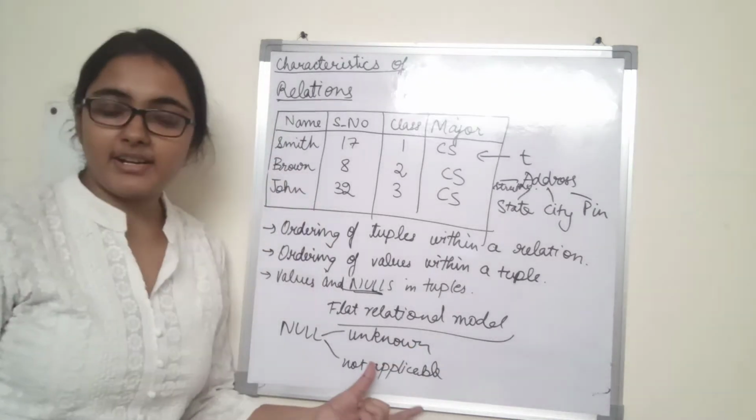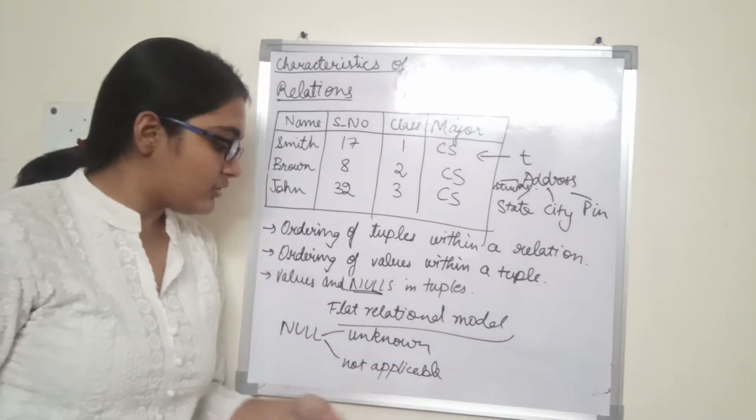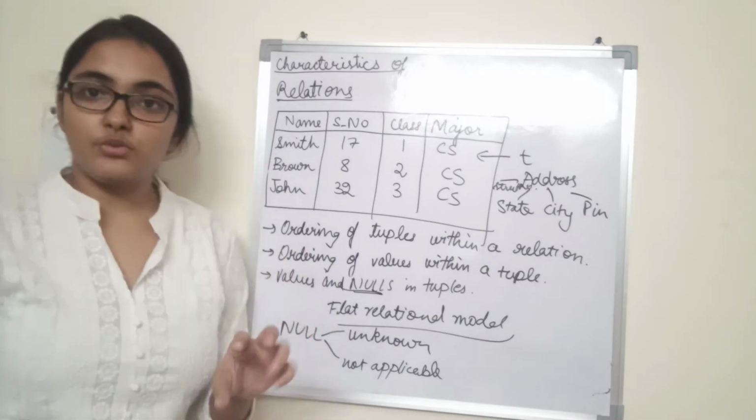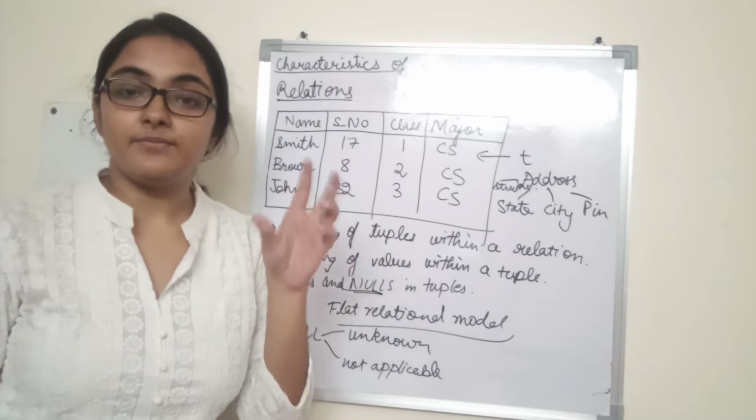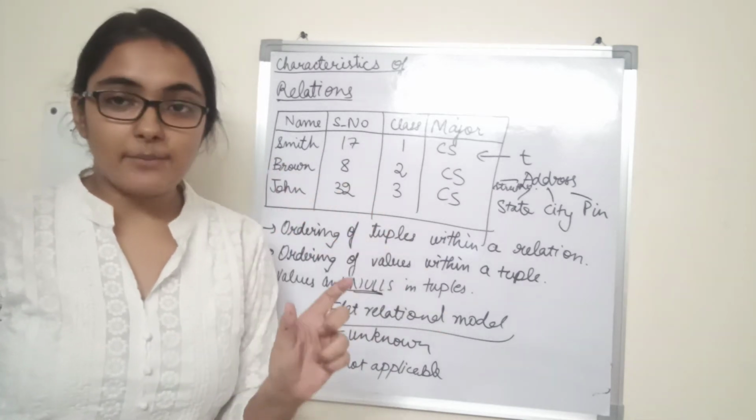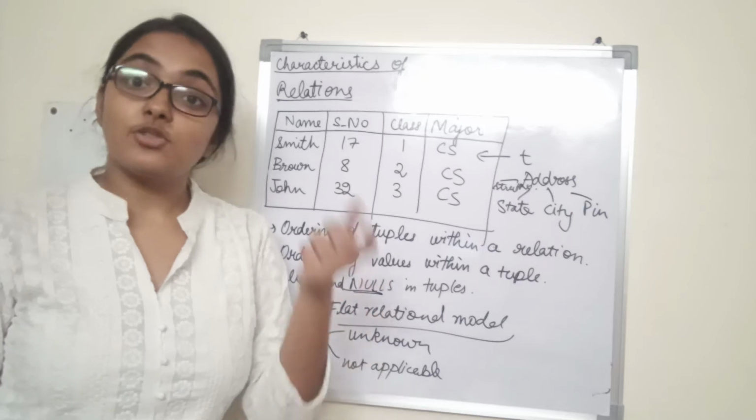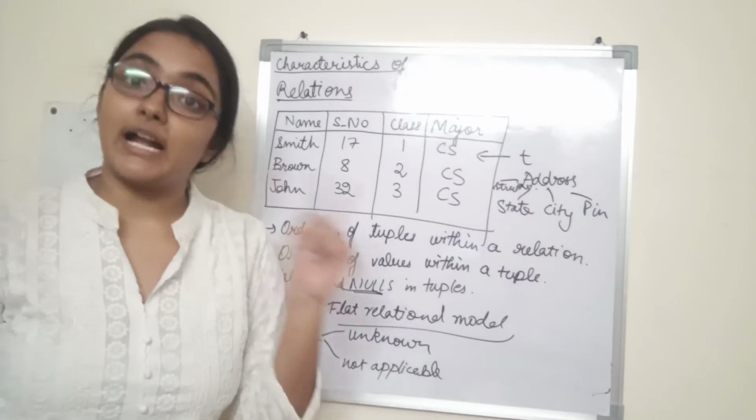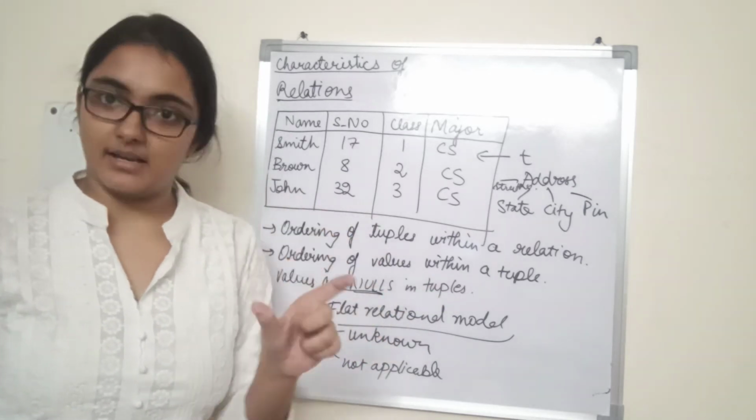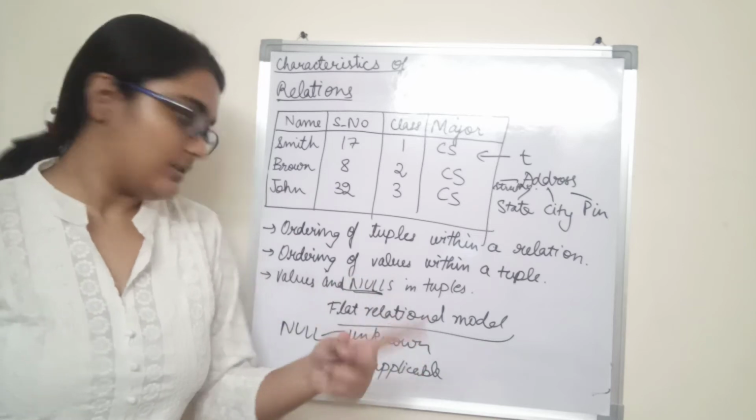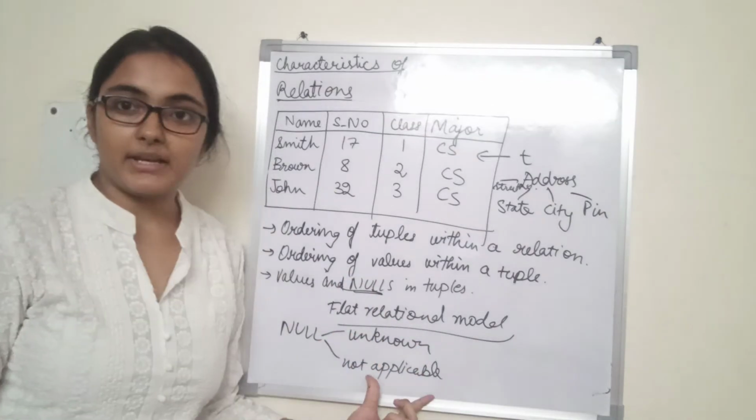For example, we have already discussed in the ER model, a not applicable example is college degree. For a student who has not been to a college, the attribute college degree is not applicable to that particular student. So in that case, we specify the value of that attribute for that student as null, because it does not apply to that student. So that comes under not applicable.